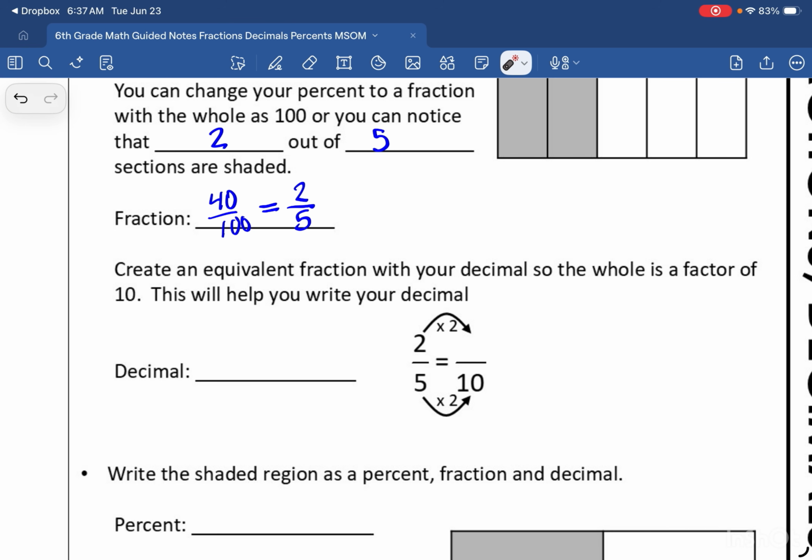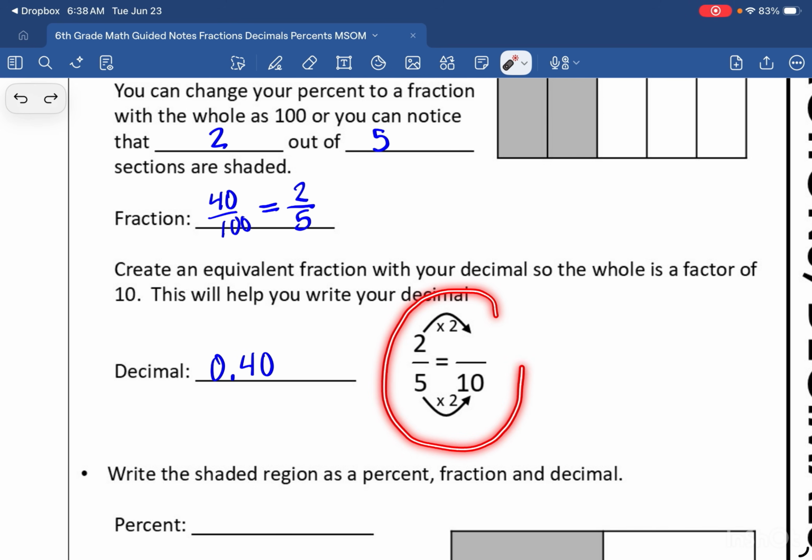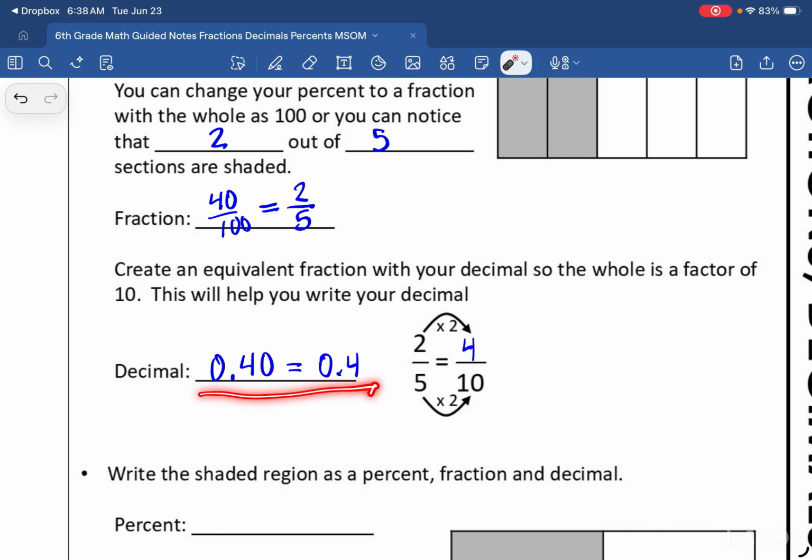Create an equivalent fraction with your decimal so the whole is a factor of 10. So if I did 40 100ths, I could just realize that that would be 40 hundredths. But if I did 2/5 and I don't know how to write that as a decimal, I can change it so my denominator is a factor of 10. And so if I multiply by 2, I multiply the top by 2, and that gives me 4. So now it says 4/10. So I could write 4/10. And 40 hundredths and 4/10 are the same number.